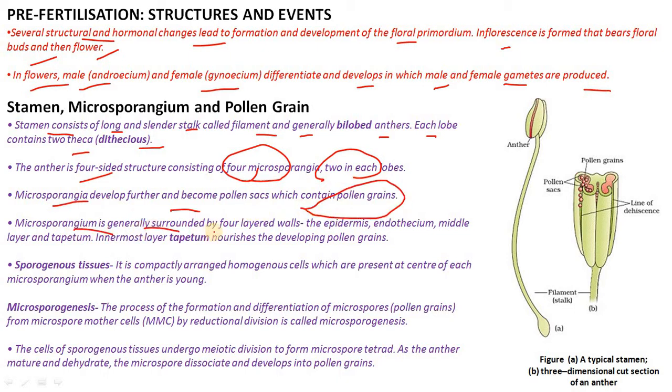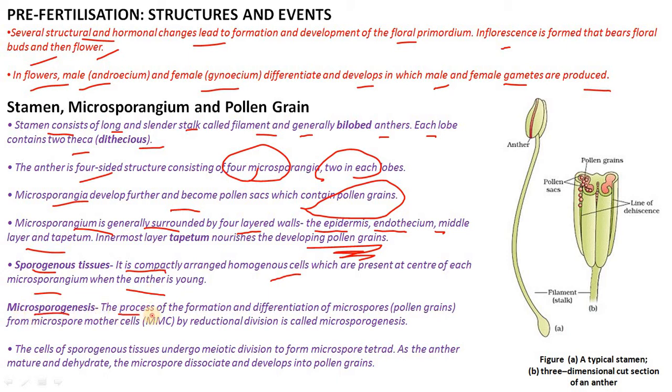Microsporangium is generally surrounded by four layers of cells: the epidermis, the endothecium, the middle layers, and the tapetum. The innermost tapetum nourishes the developing pollen grains. The sporogenous tissue is made of compactly arranged, homogeneous cells present at the center of each microsporangium when the anther is young.